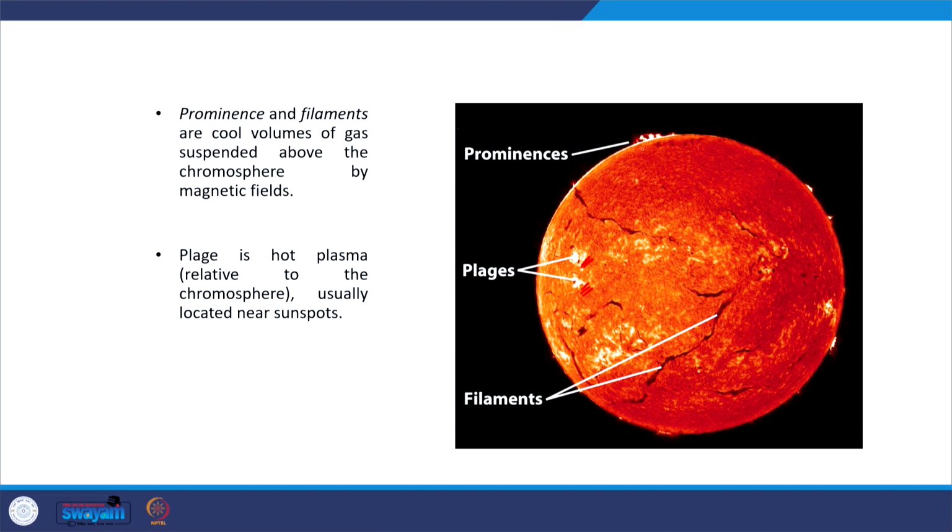Okay, and these are the ejections which are intertwined with the circulation, the polar circulation of the sun. Okay, so prominences and filaments are cool volumes of gases suspended above the chromosphere by the magnetic fields. So here you are also introducing the effect of magnetic fields into the movement of this plasma. Plage is a hot plasma relative to the chromosphere, usually located near the sunspots. Right. So these are the sunspots. The sunspots are masked by the visible outburst of the plages.